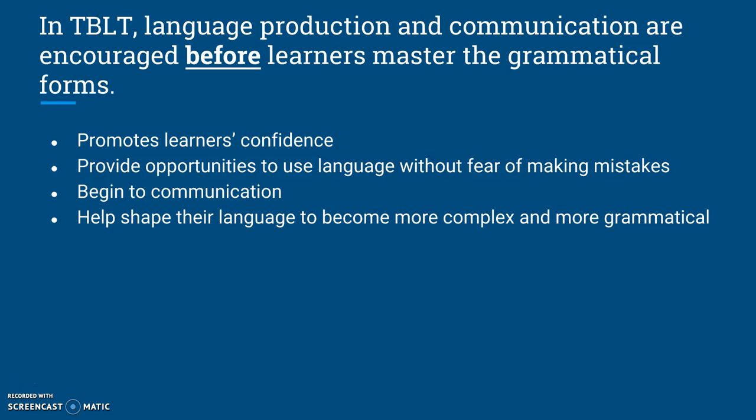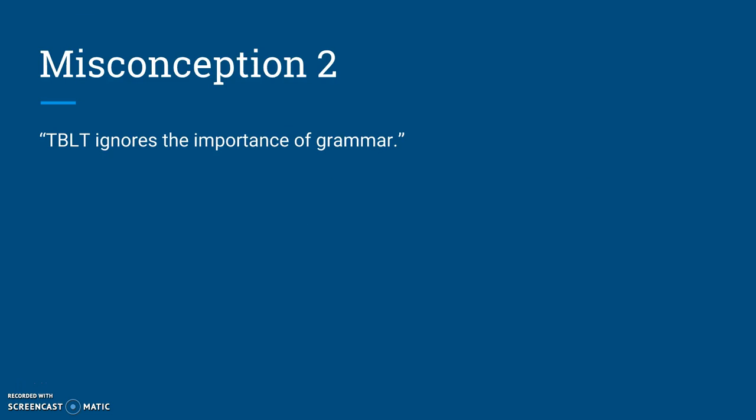Once they have a stock of words, they can begin to communicate. And once they begin to communicate, we can help them shape their language so that it becomes more complex and more grammatical. This approach is new compared to earlier language teaching approaches. Misconception 2. TBLT ignores the importance of grammar. Some may say that the communicate first, grammar later approach ignores the importance of proper grammar. However, encouraging learners to communicate without knowing the right grammar does not mean that TBLT ignores grammar.